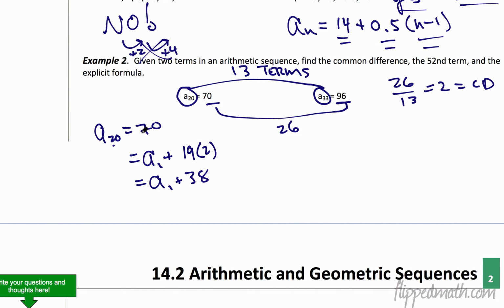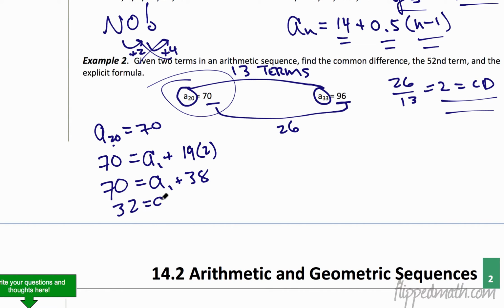Let me go back and do that again because I know that got a little confusing there at the end. So a sub 20 equals 70. They gave that to us. We know the common difference is 2 because we already figured that out. So we know the 20th term was the first term plus 19 common differences. That's what this formula says right here. And so we just figured that out. We get 38, and all of this has to equal 70 because that's what a sub 20 is. So 70 equals a sub 1 plus 38. So a sub 1 must equal 32. And we're done with that one.